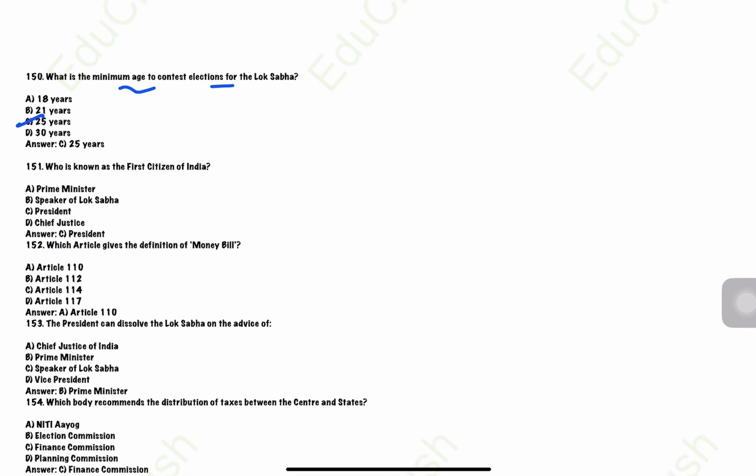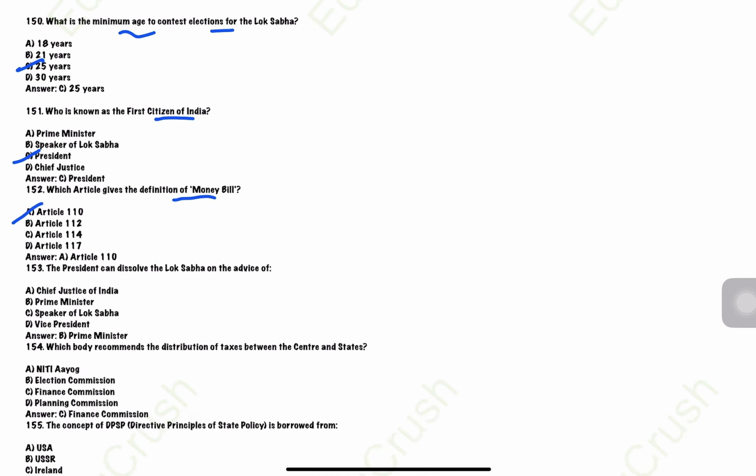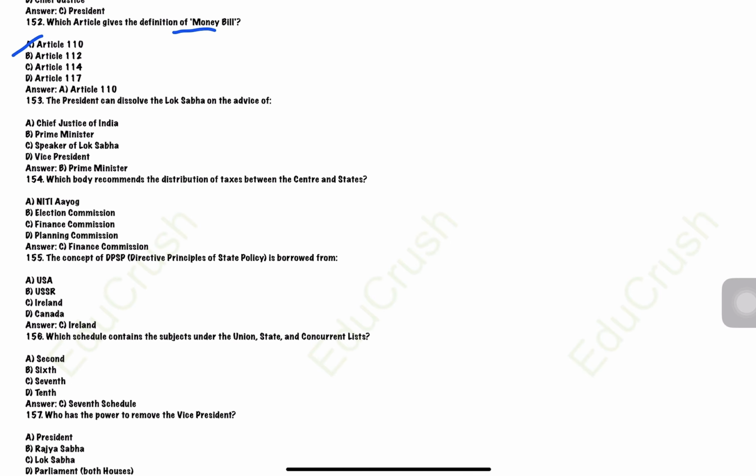Who is known as the first citizen of India? President. This question we already know. Which article gives the definition of money bill? Article 110. This is also one of the most important questions. Next, the President can dissolve the Lok Sabha on the advice of the Prime Minister. So, the Prime Minister acts as adviser to dissolve the Lok Sabha.